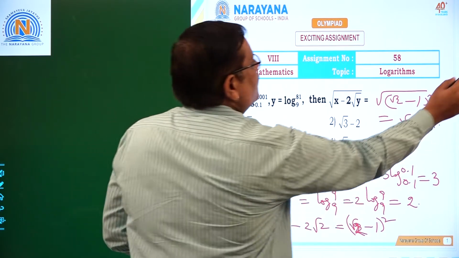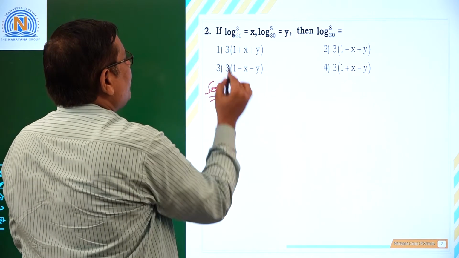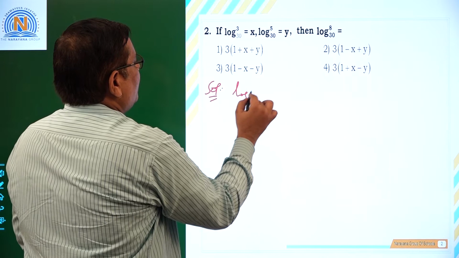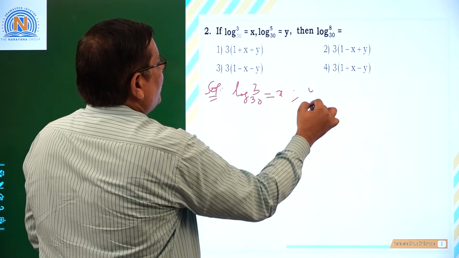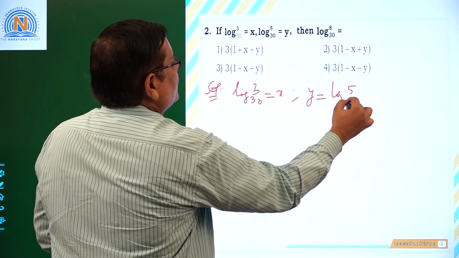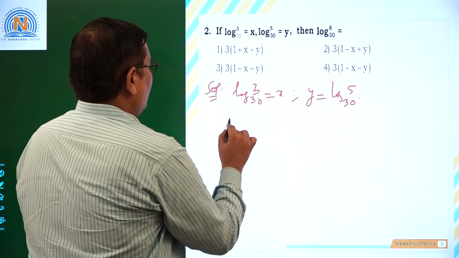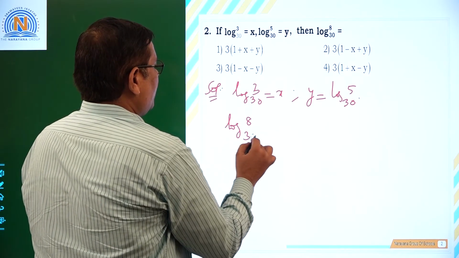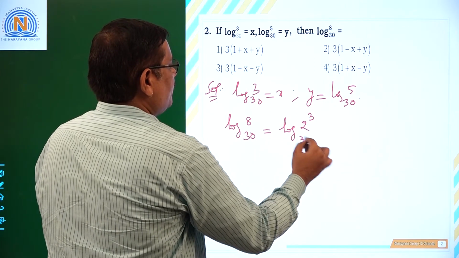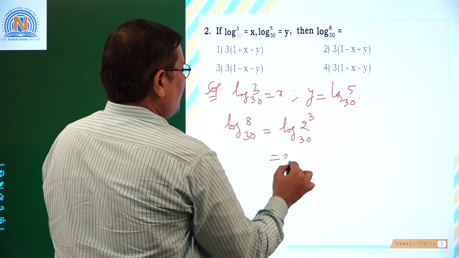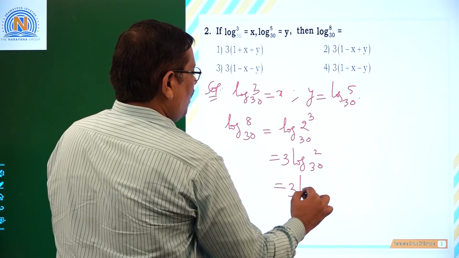Okay. Now let us see the next question. If x is equal to log 3 to the base 30, and y is log 5 to the base 30, then what is the value of log 8 to the base 30? Let us write log 8 as 2 cube to the base 30, that is otherwise 3 log 2 to the base 30.